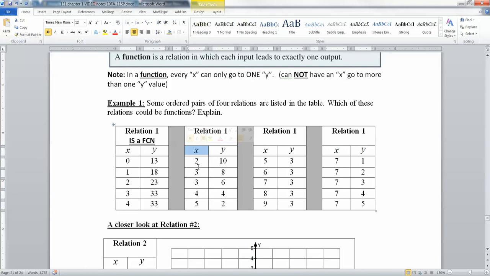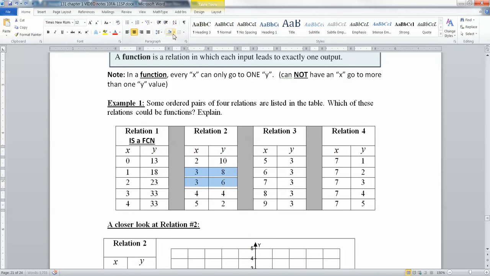All right, now let's look at relation number 2. I was fiddling with my pagination there. Okay, so relation 2. Uh-oh, we got problems. And the problem child is right there with the 3.